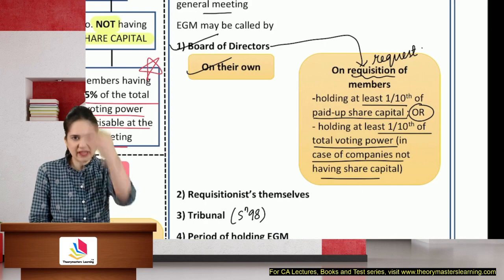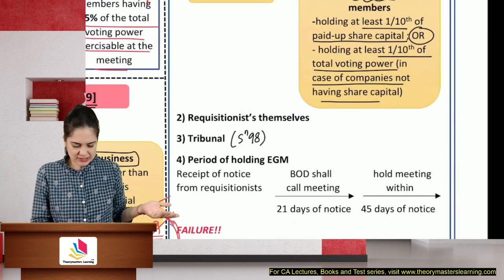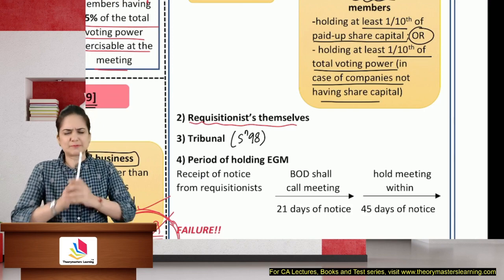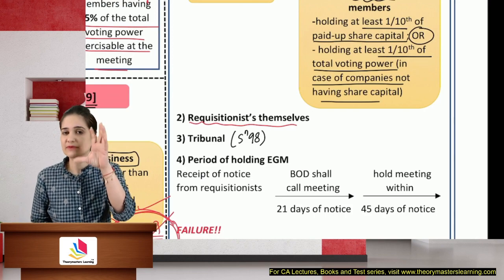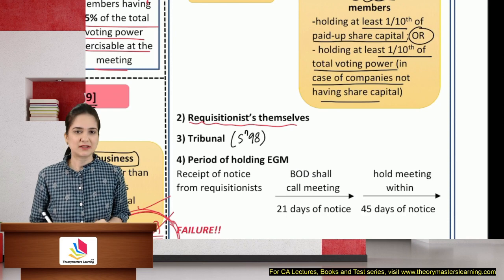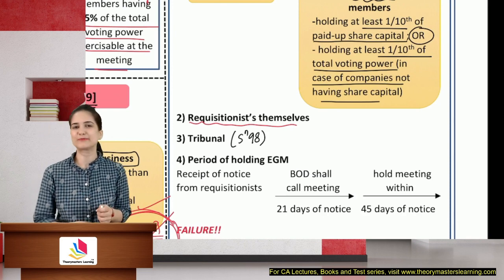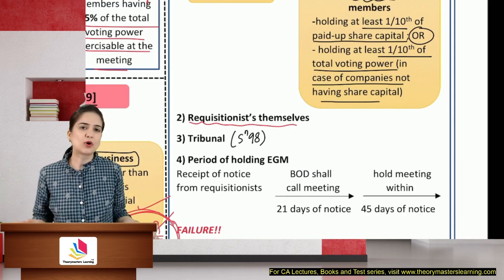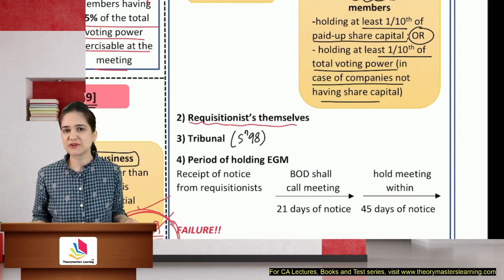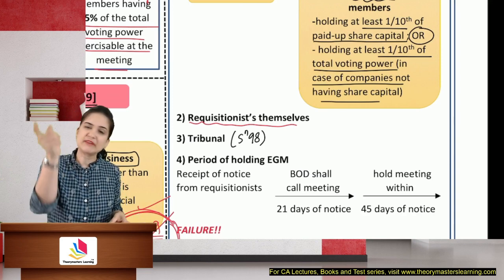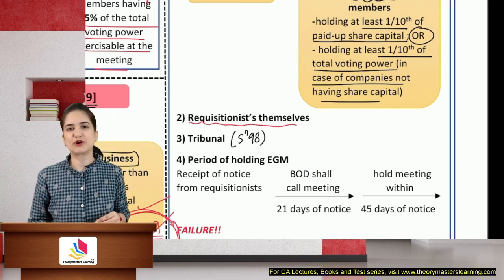But if the board fails, then requisitionists can themselves call a meeting, and when they conduct the meeting, whatever expenses they incur for the meeting, they can claim reimbursement from the company, and the company will deduct that from the remuneration of directors. I like that point. If the directors are not calling the extraordinary general meeting on the request of members, members can themselves hold the meeting and recover the cost from the company. Company will deduct that from the remuneration of directors.